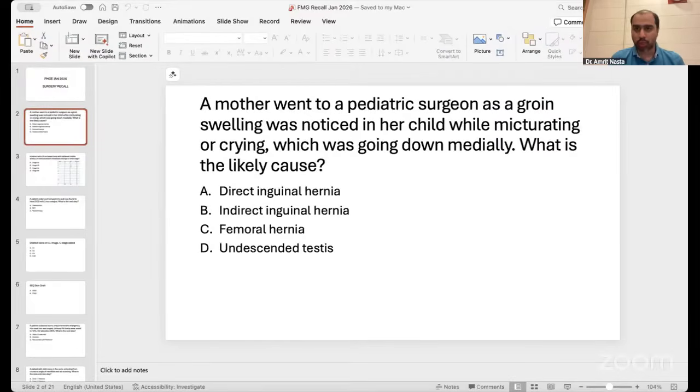Right. So mother went to a pediatric surgeon. Child had a groin swelling, and when the child would cry or urinate, basically strain, the swelling went down medially. What is the likely cause? And I'll just give you a disclaimer. These are not exact questions. They were big clinical STEM questions, so they would have troubled you. I have just gotten the crux of the question.